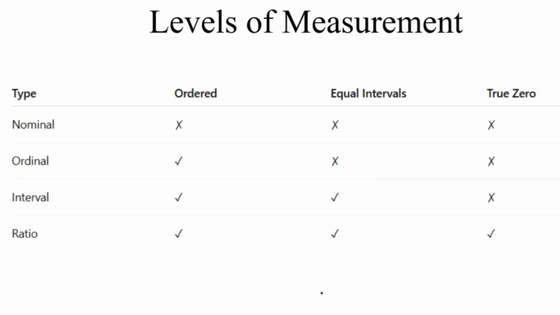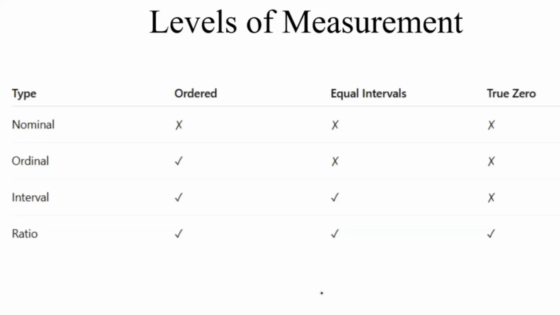Okay, so this is the summary table for you guys. So nominal data doesn't have order, doesn't have equal interval, doesn't have true zero, right? So it's like categorical data, like blue, red, green, like the color of your eyes, something like that. So it's nominal data, okay? Ordinal data has order. It doesn't have equal interval. It doesn't have true zero. For example, ranking of the competition, right?